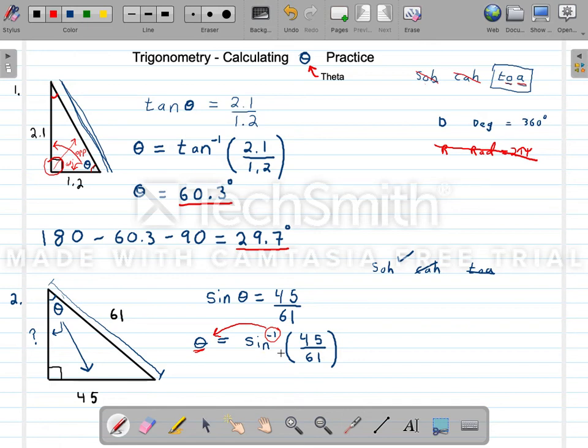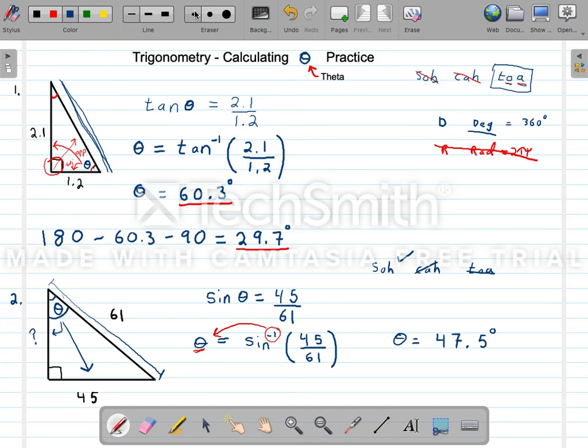So take a second and actually plug this into your calculator. What do you get theta to equal? Theta equals what? So you plug this into your calculator. The calculator I have, I put this in exactly how it looks like on here, and I made sure my calculator was in degrees. And got 47.5 degrees.